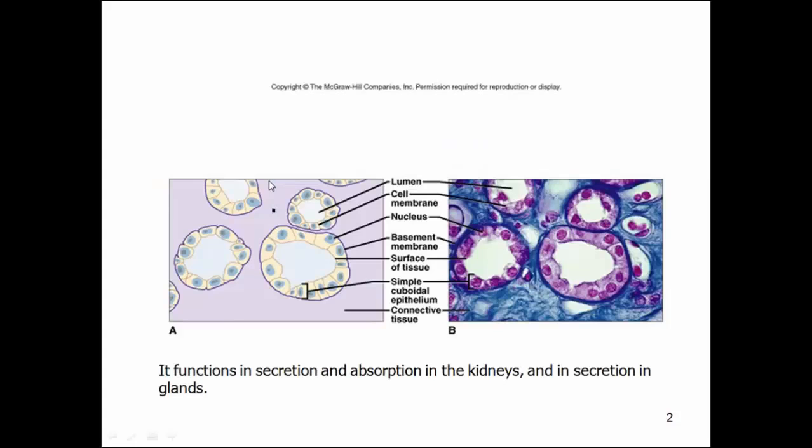Here we have a single layer of cube-shaped cells. This would be simple cuboidal epithelium. We will find these in the kidneys.